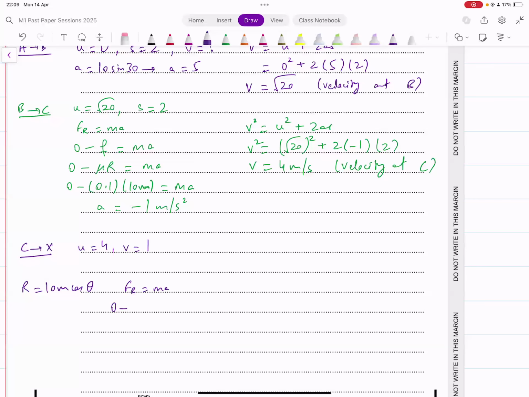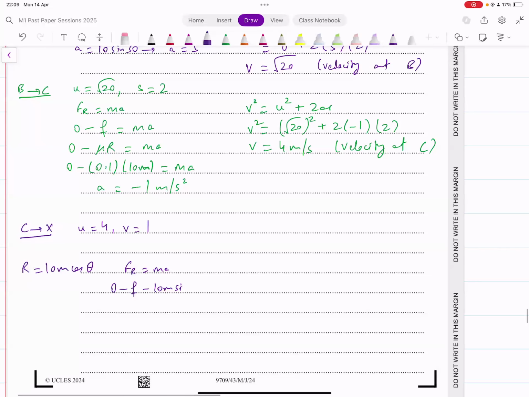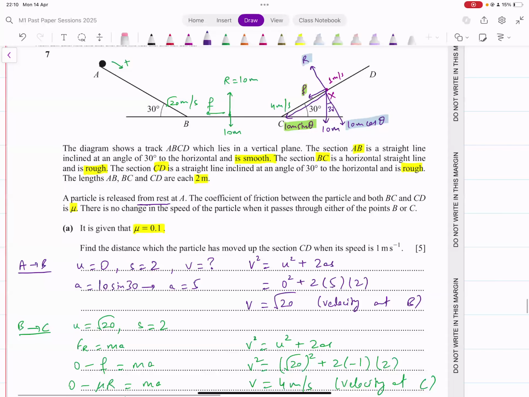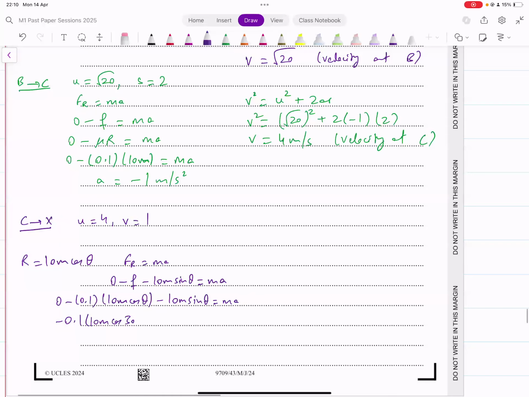We have sine theta given. The angle is 30, in fact. So we can just use that here. 10m into cos of 30 minus 10m into sine of 30. The m cancels out, right? M is appearing in every term. So you get a value for acceleration from this. You can see what that is.